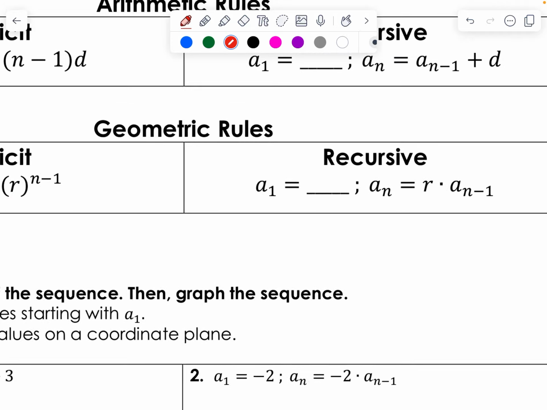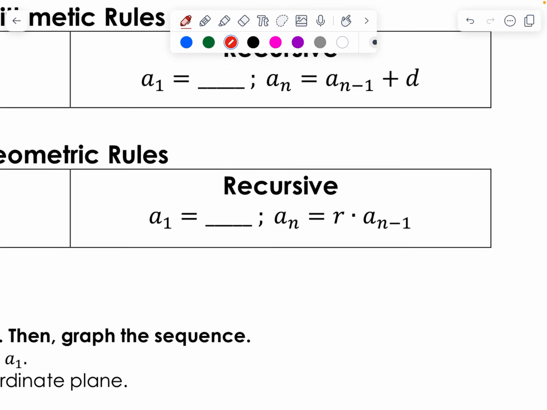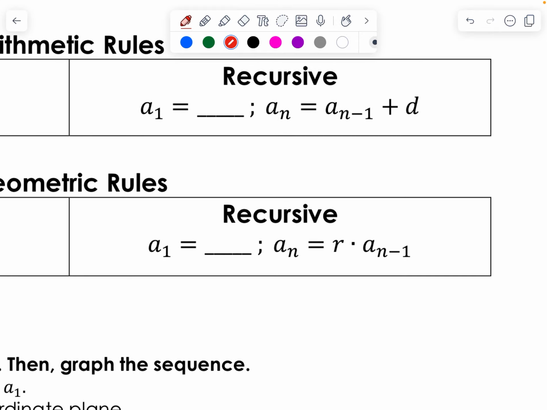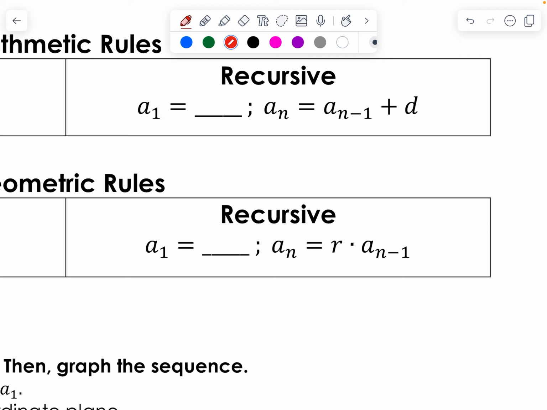If I have a recursive rule, then what I need is some number times the number that came before it, the rate times the number that came before it. So in this case, I would have to take the rate times the number that came before it, and I would need to know the first term. So our first term would be A1. I've got to know what the first term is.